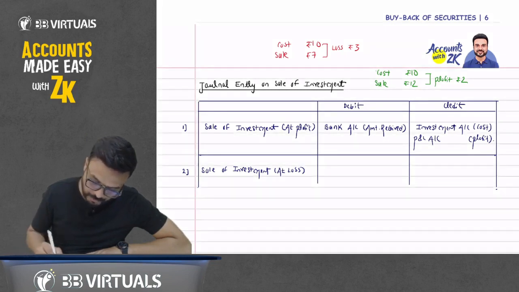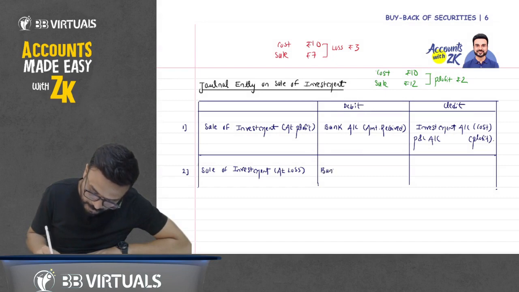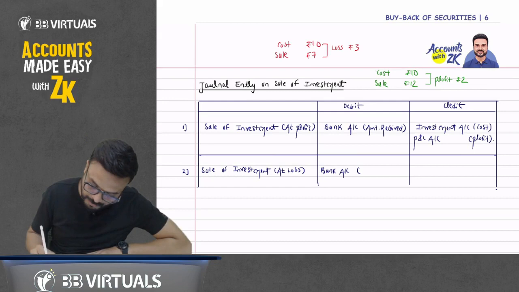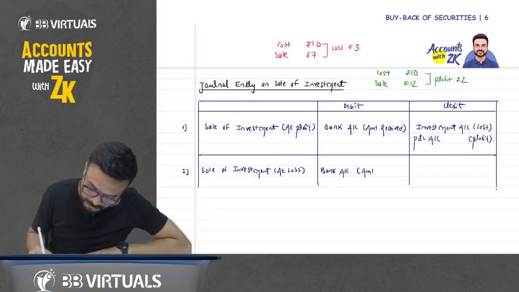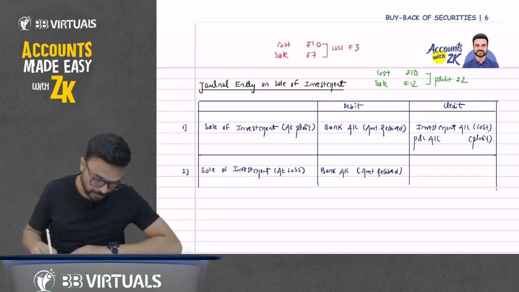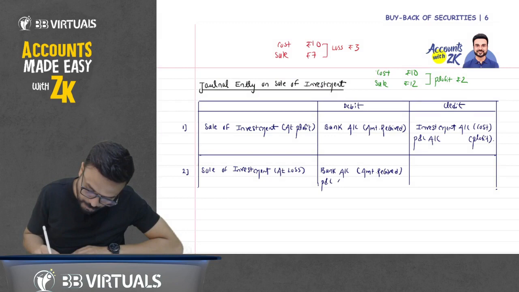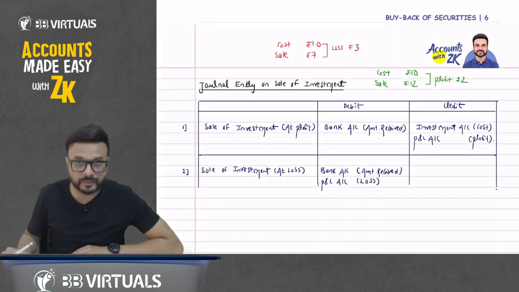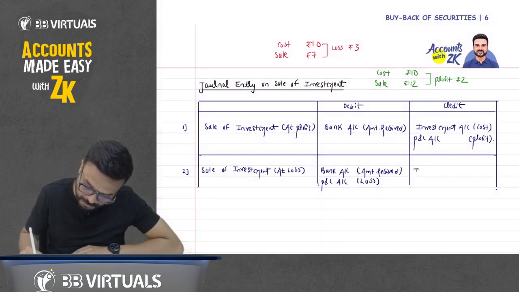Okay. So you have received the amount. So bank account debit. It will be debited by the amount received. How much amount have you received here? 7 crores. Or in case of loss, I am saying, how much is the loss? 3 crore. So that loss should be debited to profit and loss account. This is the loss amount. Okay. What is the cost of investment? 10 crore. That will be credited to investment account.